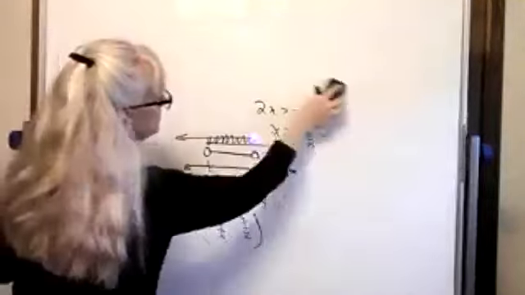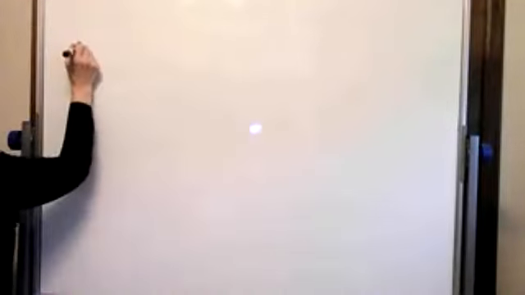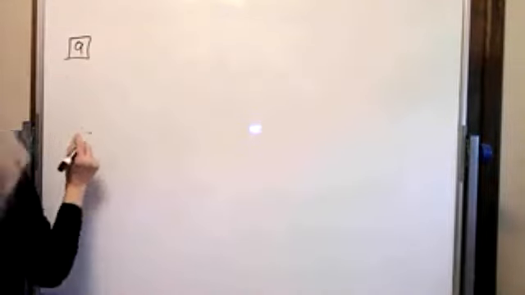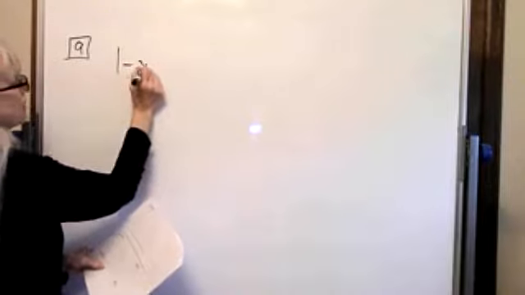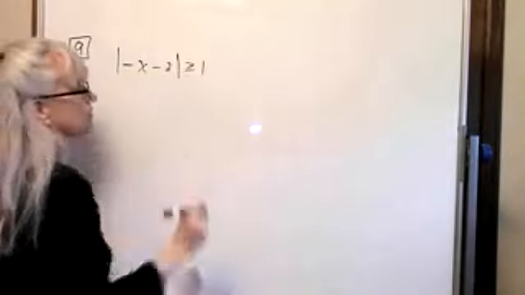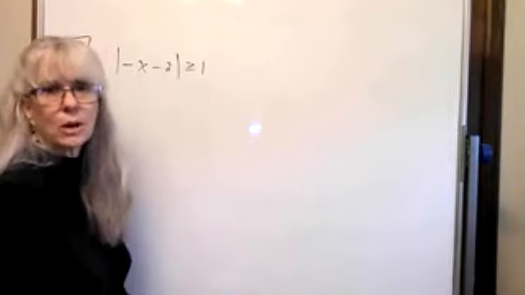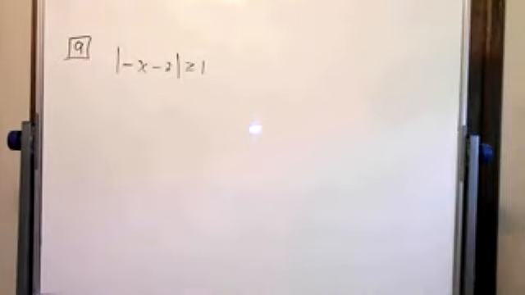One more. So example 9. Example 9 says we have the absolute value of negative x minus 2, and that's going to be greater than or equal to 1. So for the first time, we see a negative on the inside of the absolute value bar. So what? The process is the same. It's not going to change anything.